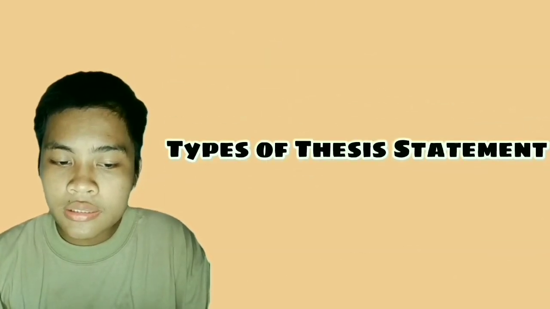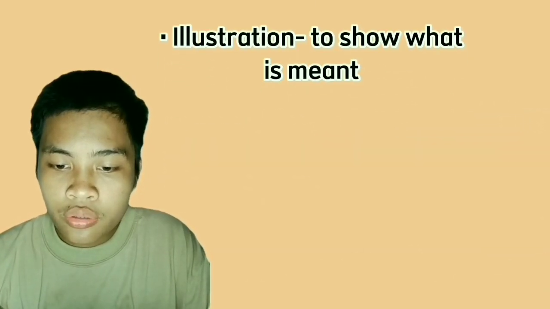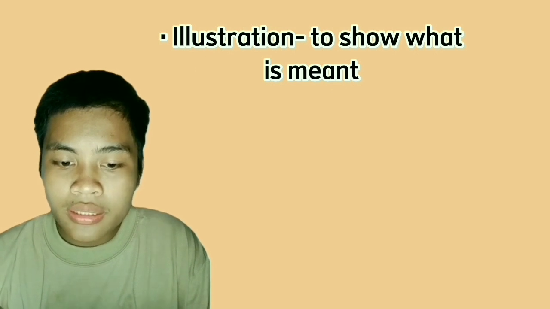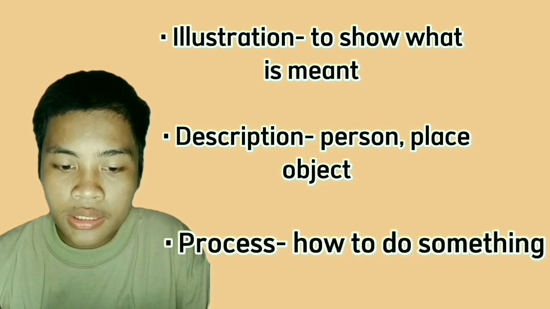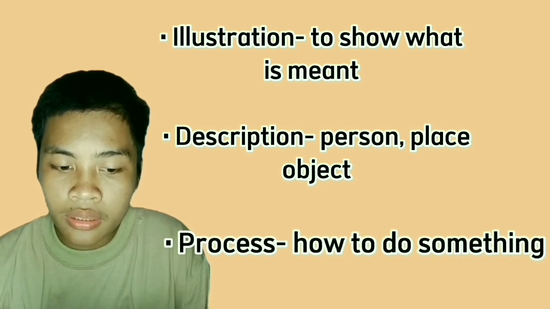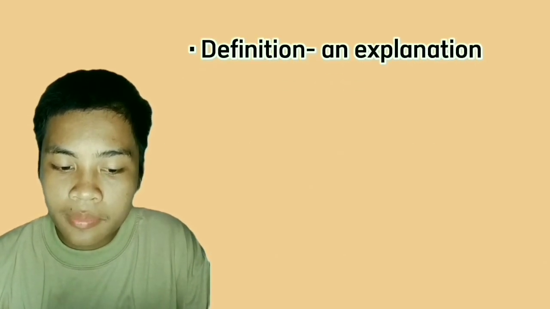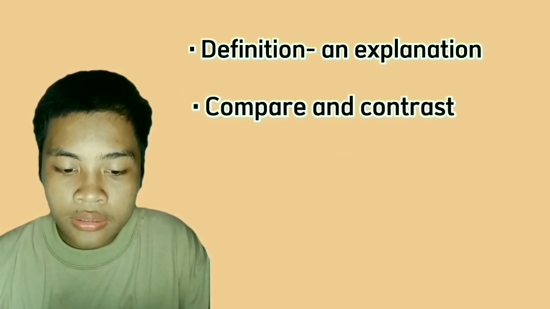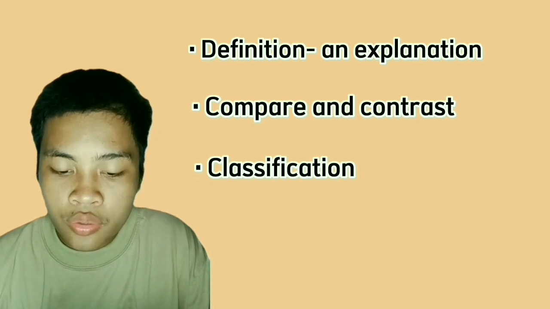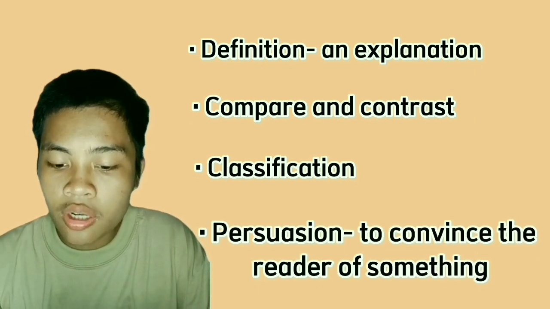Types of thesis statement. Illustration, to show what it means. Description: person, place, object. Process: how to do something. Definition and explanation. Compare and contrast. Classification. Persuasion, to convince the reader of something.